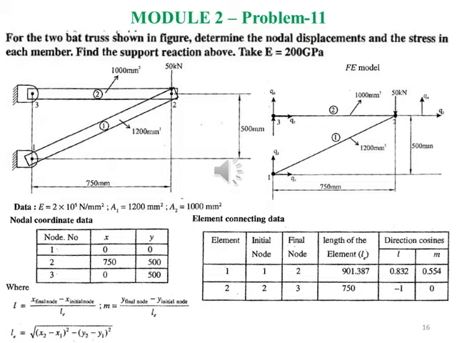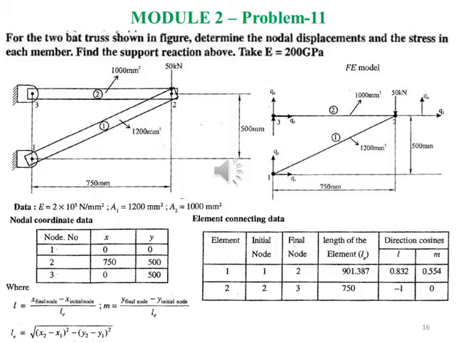Moving on to the next problem, here we have a two bar truss shown in the figure. Determine the nodal displacements and the stress in each member. So we are supposed to calculate the displacement as well as the stress in each member. Find the support reactions and take E equal to 200 gigapascals. We have to calculate the reactions at the support.